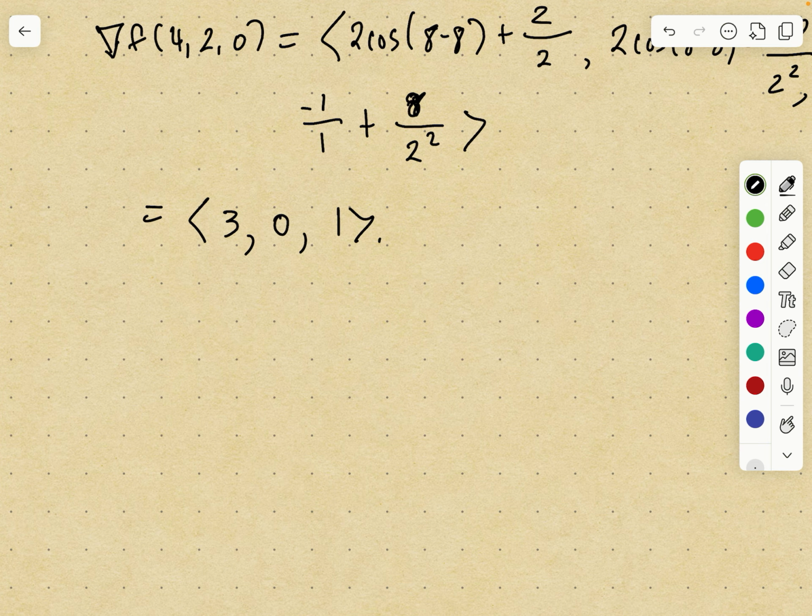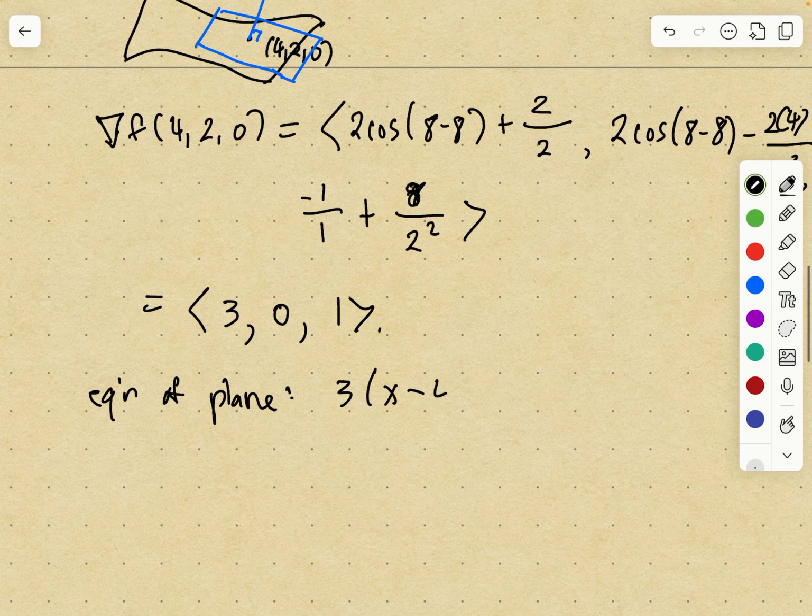So the equation of the plane is 3 times x minus 4 plus, okay, I don't even have to write that part down, plus 0 times parentheses y minus 2. Okay, but that's just going to be 0. And then plus 1 times, well, I guess I could just write the 1 down, times z minus 0.